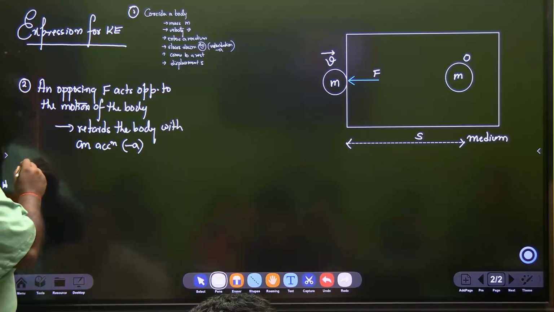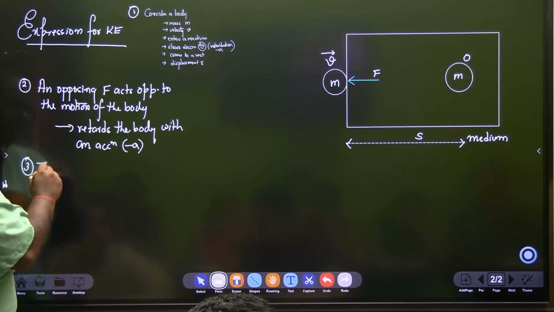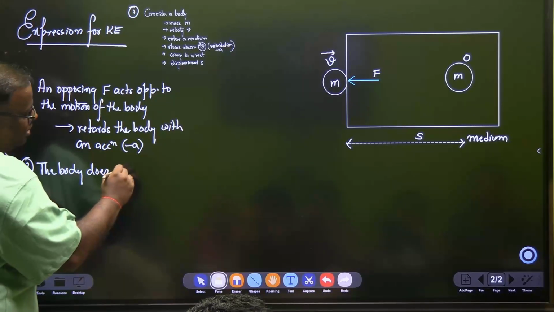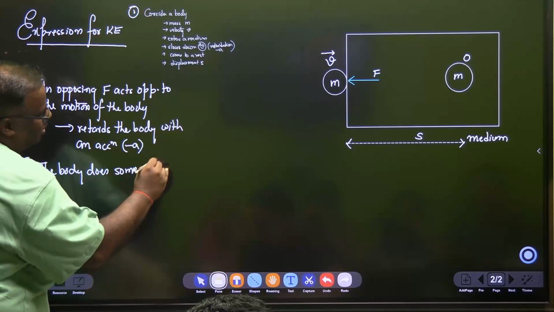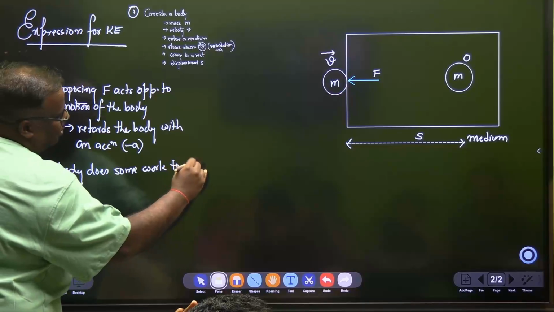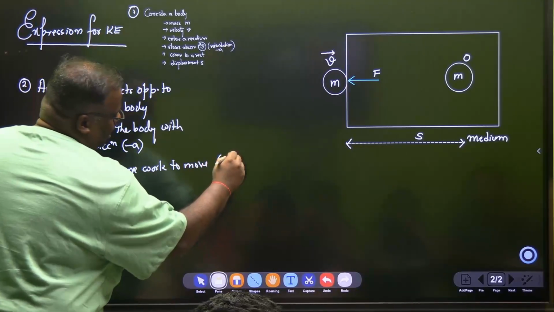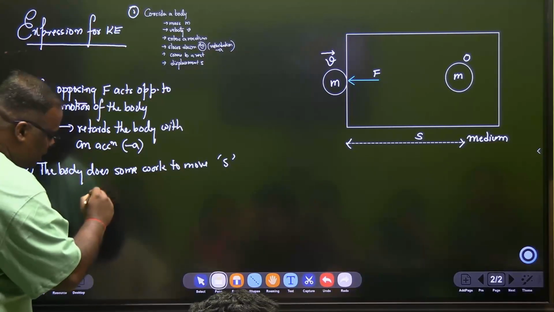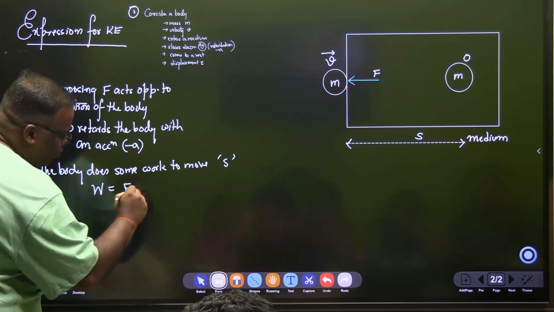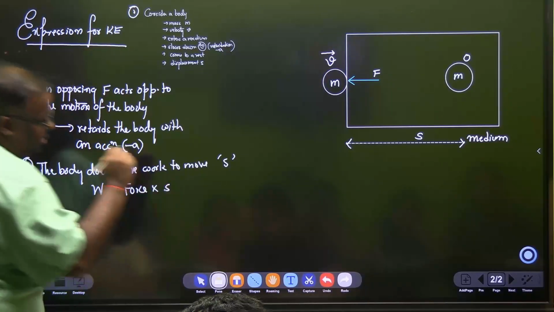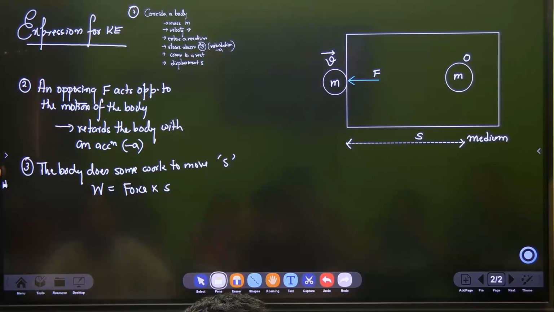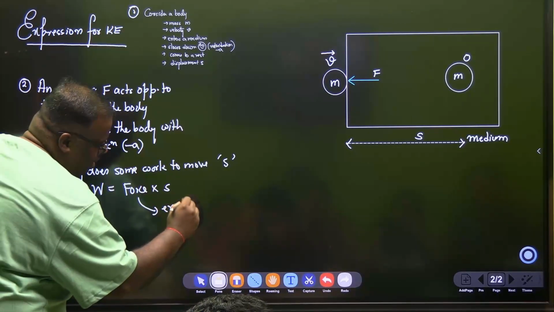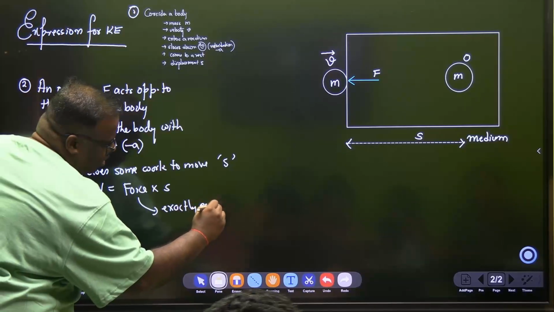Now our thought process. Third, the body does some work to move S displacement. It has to do some work. And let's say this work is equal to force into S. Some force into S. And this force should be exactly equal and opposite to F.